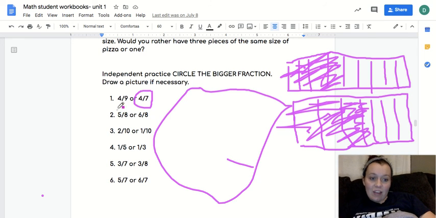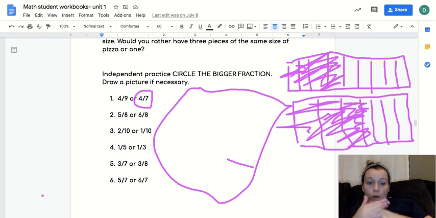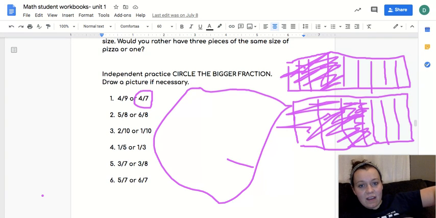This one is 5/8 or 6/8, 2/10 or 1/10, 1/5 or 1/3, 3/7 or 3/8, and 5/7 or 6/7. I would like you to draw a picture of every single one of these and then circle, after you've made your picture, which one is bigger. Okay? That's your assignment, and good luck. And I can't wait to look at it on Monday.